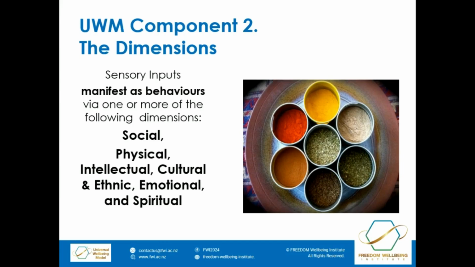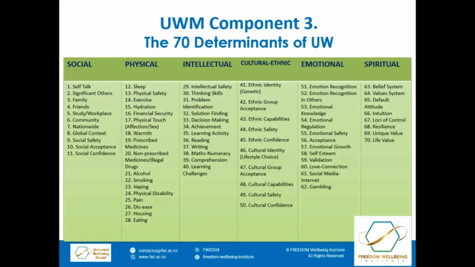So for example, if somebody has insulted us, we may react by physically being violent with another person, or we may find a way to consider that person and their behaviour in our value system and decide that we won't take any action. So all these different dimensions can help us respond to the sensory inputs that come into us. Now, these behaviours, we've found that there are 70 particular behaviours that will determine the state of our universal wellbeing.